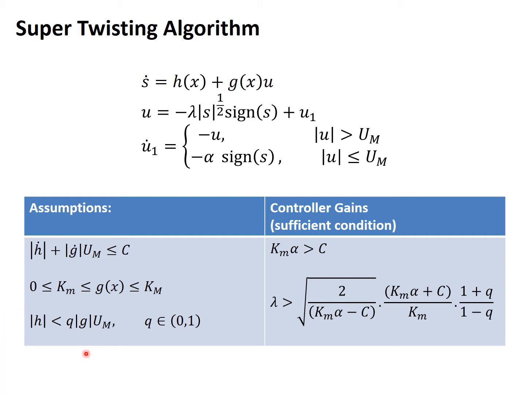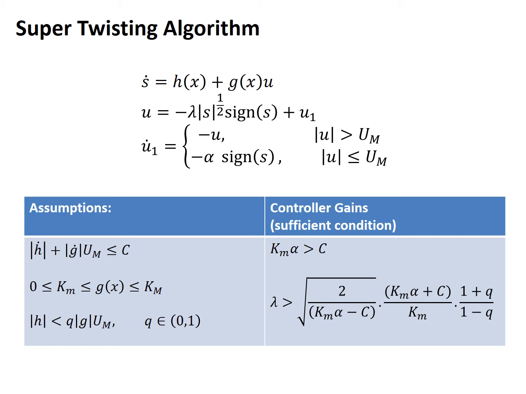And this is also a relation that we had satisfied. So with all this, we had shown that if we set the controller gains in this manner, then this algorithm converges in finite time to S equals S dot equals 0.